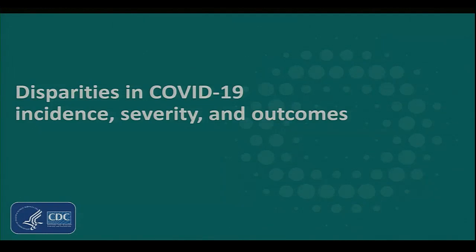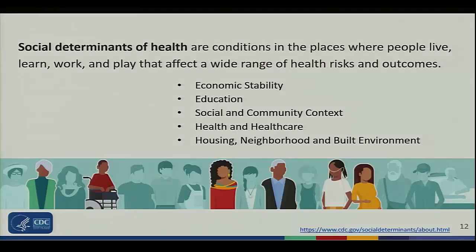As shared in previous ACIP meetings, certain factors such as older age and having certain underlying medical conditions increase a person's risk of severe COVID-19 disease. There is also increasing evidence that disparities in COVID-19 incidence, severity, and outcomes are occurring among people facing inequities in social determinants of health. Social determinants of health are conditions in the places where people live, learn, work, and play that affect a wide range of health risks and outcomes. These broadly include economic stability, education, social and community context, health and health care, and housing, neighborhood, and built environment.